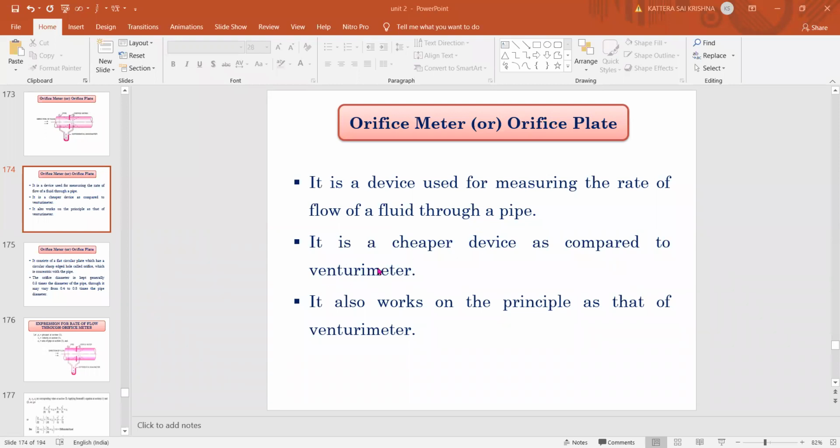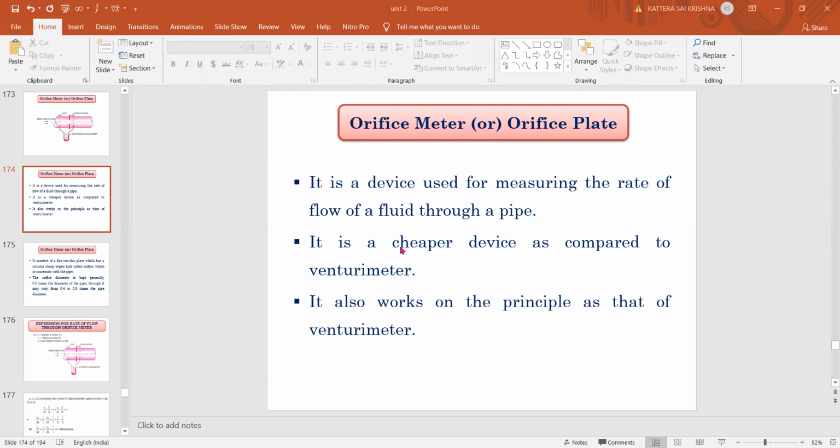This orifice has only a small disc, so it is automatically cheaper compared to the venturi meter. In the venturi meter we have 3 parts, so the production or designing will take more time. The orifice meter is a very cheap device for finding the discharge in pipes.